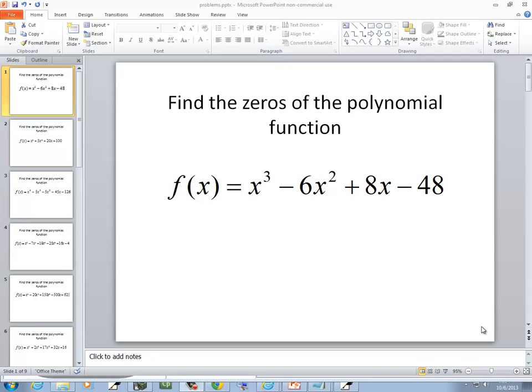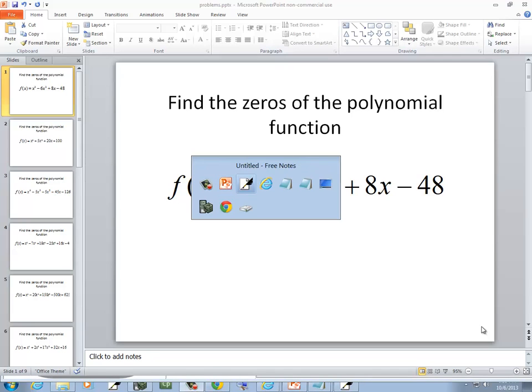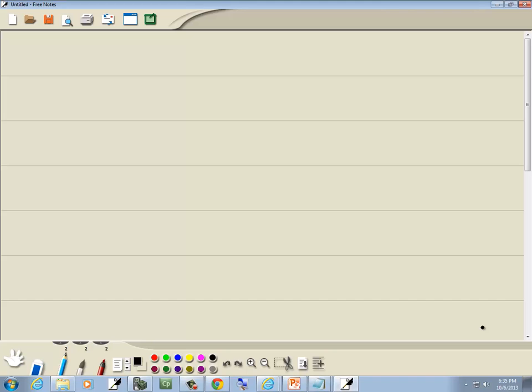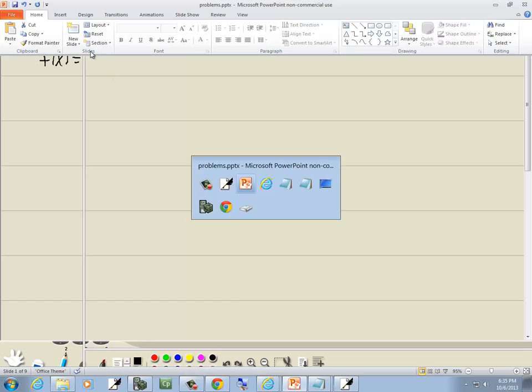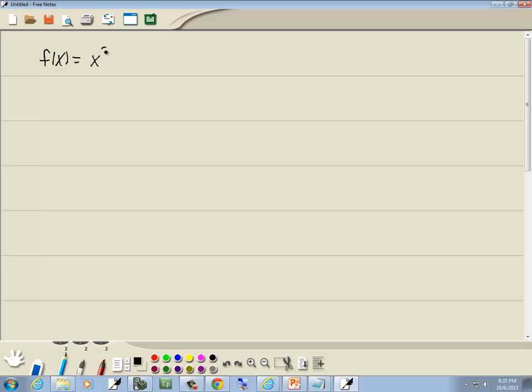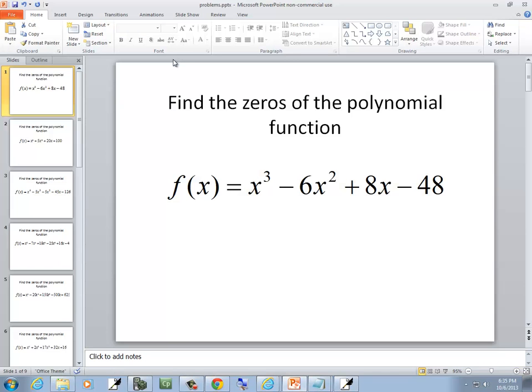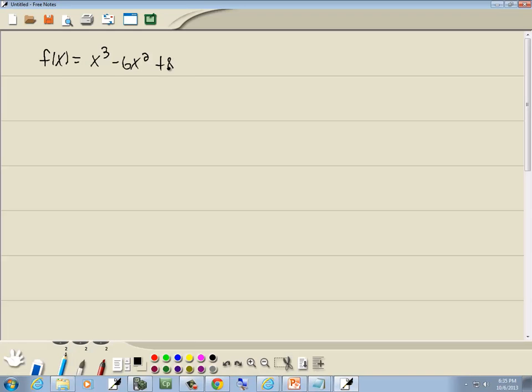In this problem we want to find the zeros of the polynomial function. So we got f of x is equal to x to the third minus 6x squared plus 8x minus 48. Now to find the zeros means we're going to set this equal to 0. So we got x to the third minus 6x squared plus 8x minus 48 equal to 0.